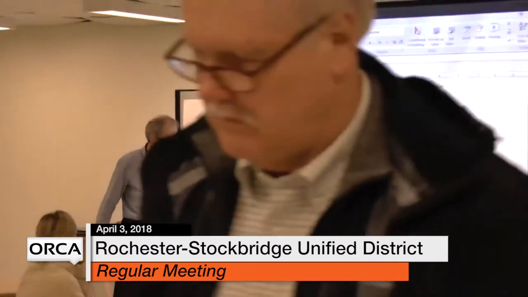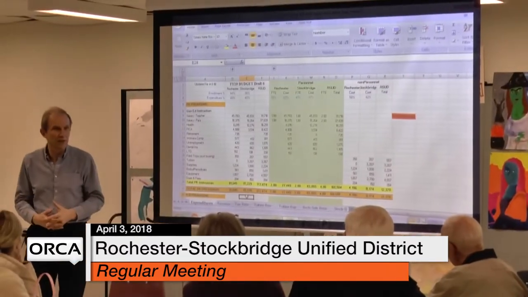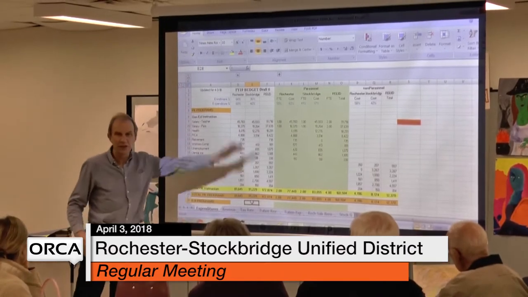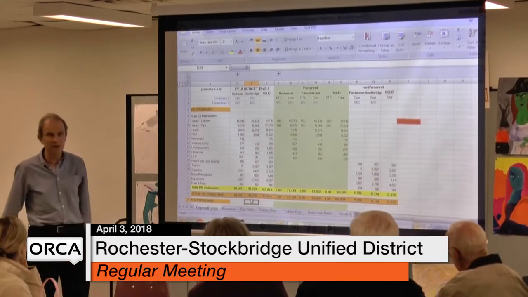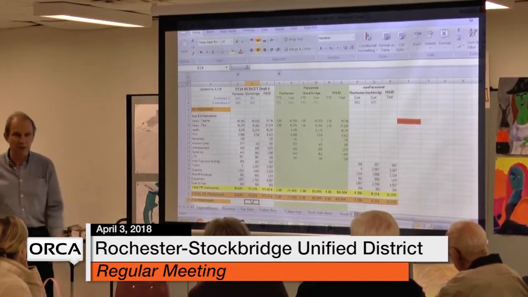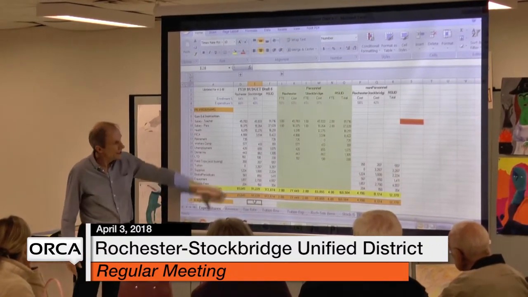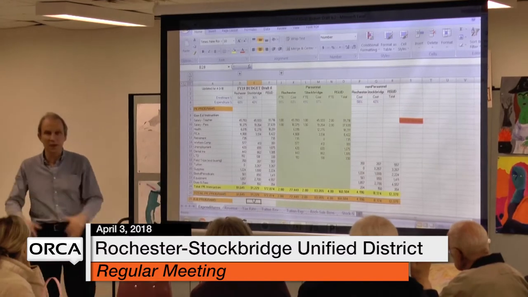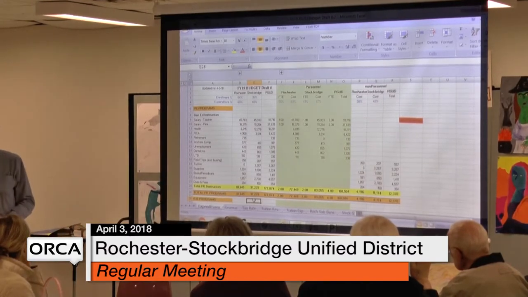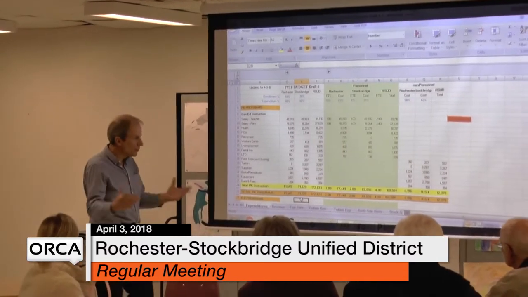We will also look at the different kinds of revenue that we've identified for inclusion in this budget to offset some of these expenses. And then the rest of the revenue will come from the general state support grant. The expenditure side is the one we spend most of our time working on. There have been a number of changes.